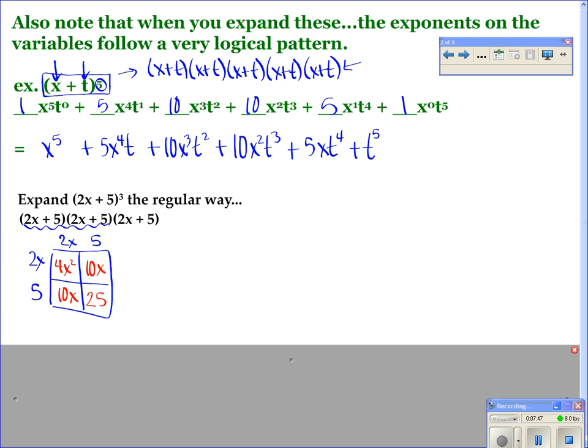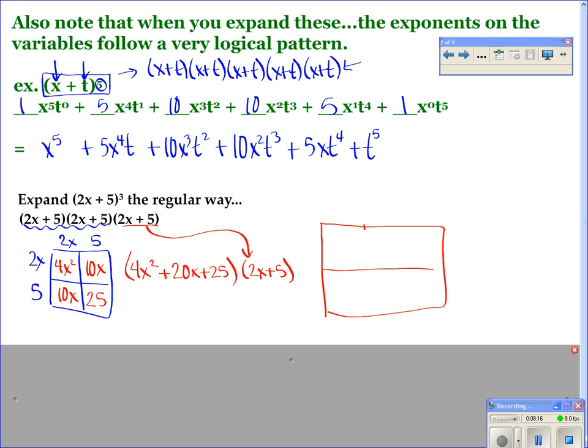Do you agree? So this part of the answer would be 4x squared, and then what's this term going to be? 20x plus 25. And then we still have to multiply this by 2x plus 5. So we haven't done that part yet. We just multiplied the blue underlined part. So then we can create another window with our 2x plus 5 here, 4x squared, 20x, and 25.